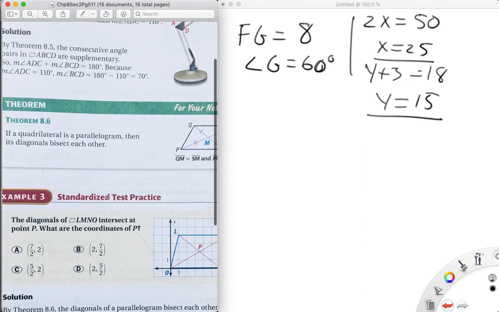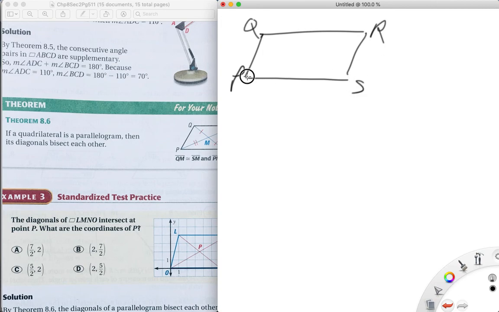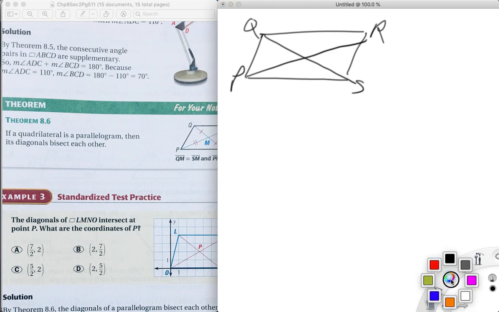Alright. And I believe this is the last theorem. Theorem 8.6, and it says that if we have a parallelogram PQRS and I have some diagonals, the diagonals will bisect each other at their intersection point. They call it point M. That's where they intersect.